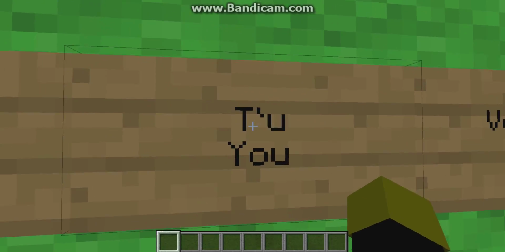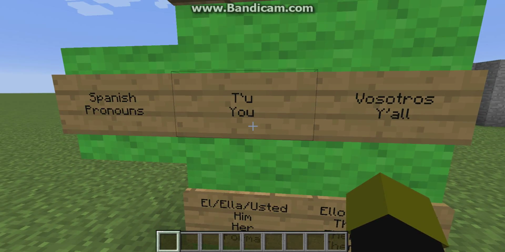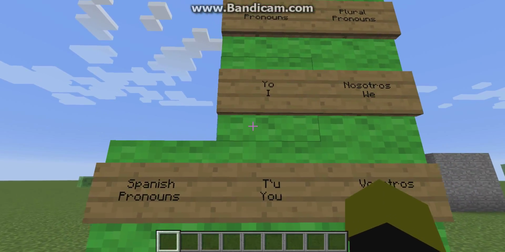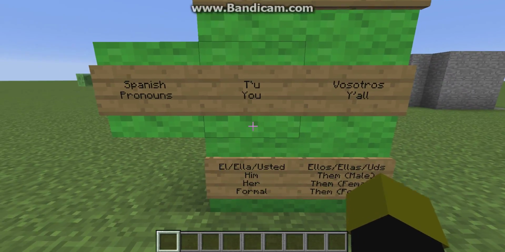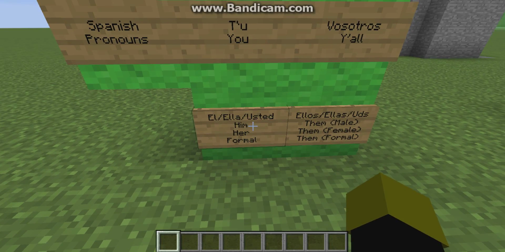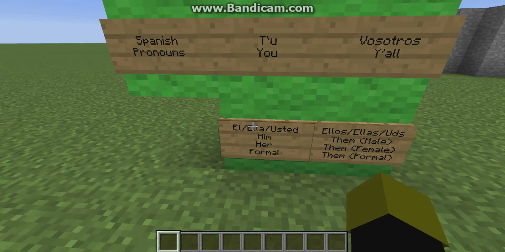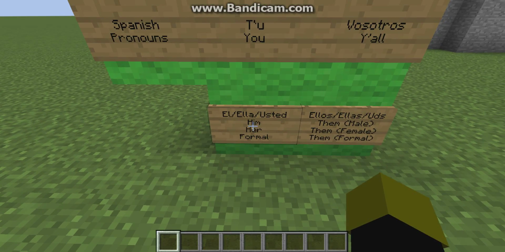Tú, with the accent above the U, means you. So kind of self-explanatory, though I would think tú would be I, and then yo would be you. But that's just me. And then él, ella, and usted. Él is like him, ella is like her, and then usted is a formal way to say it.